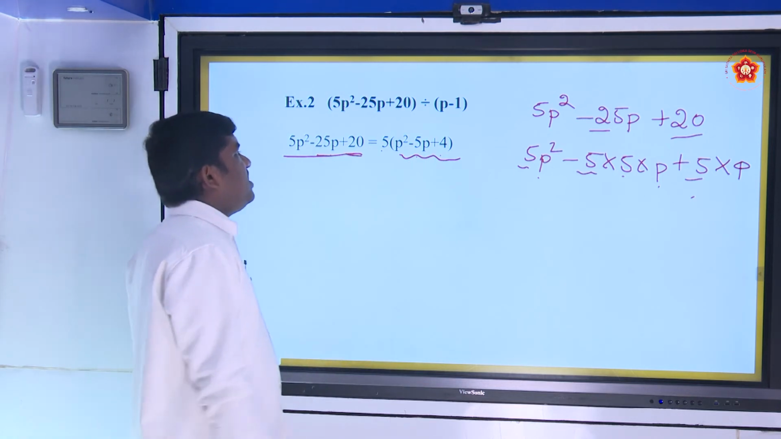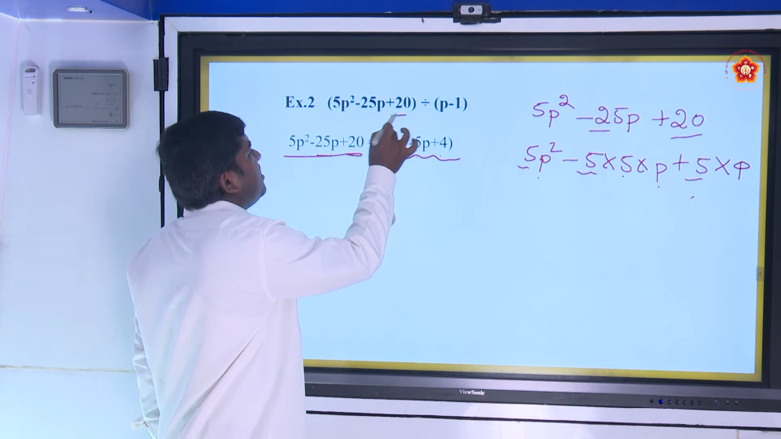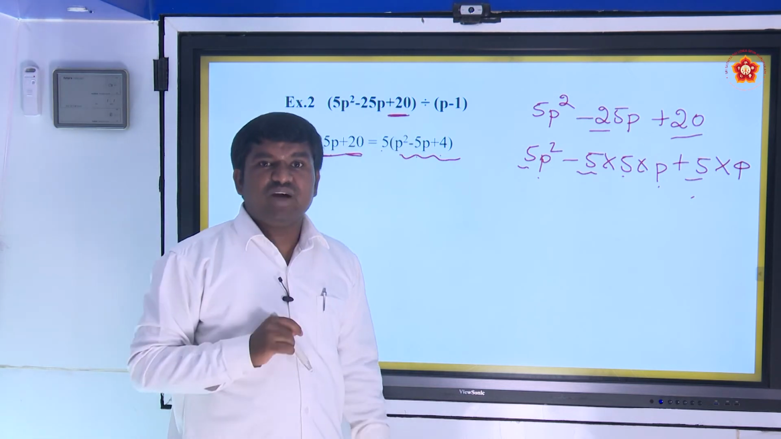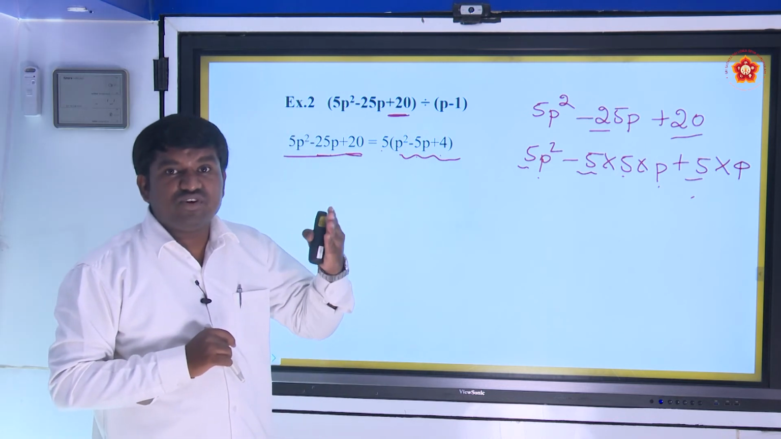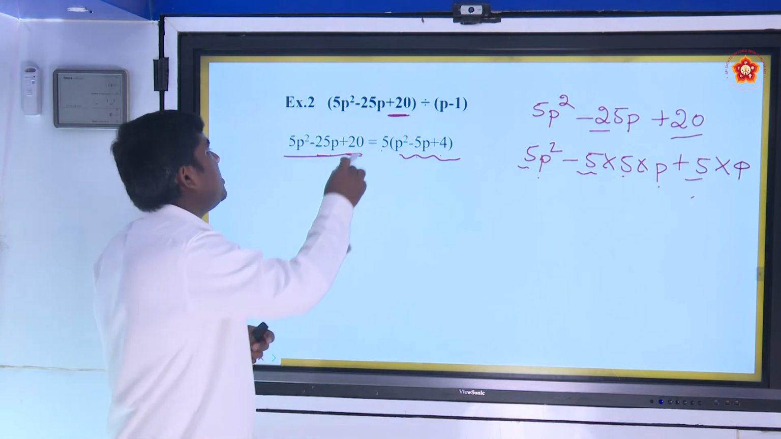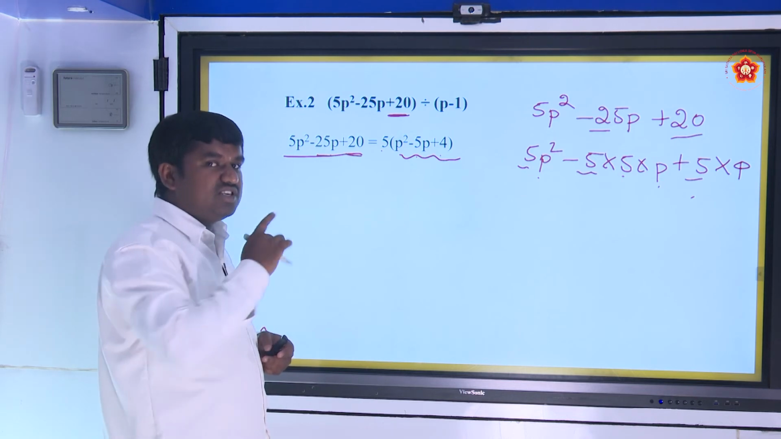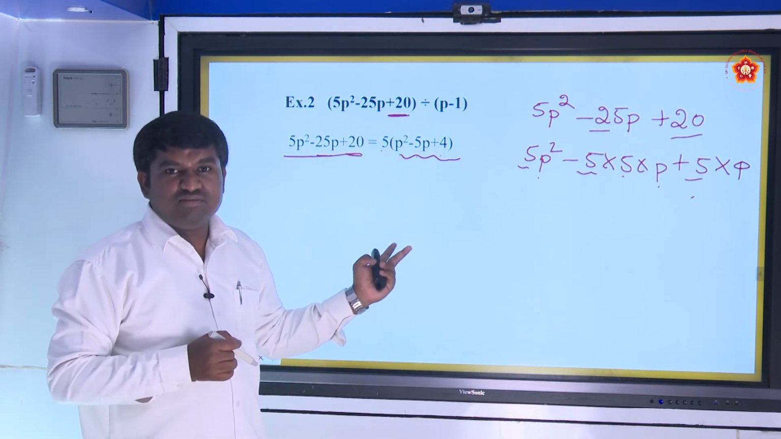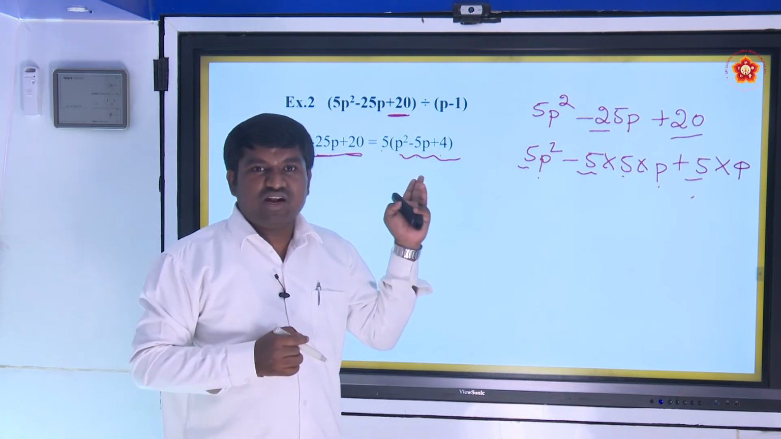I told you if the third term is not a perfect square, we can use one formula by identity, that is the fourth identity. But why are we not using it here? That is also possible, but if you take out the common factor, it is simpler. So I took the common factor.